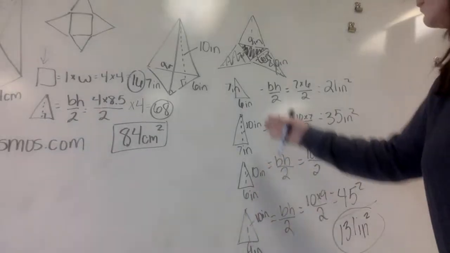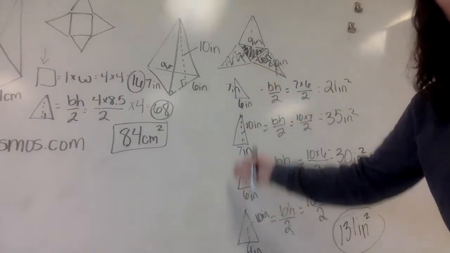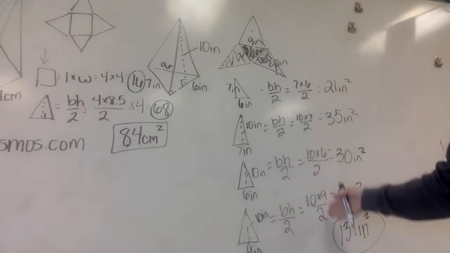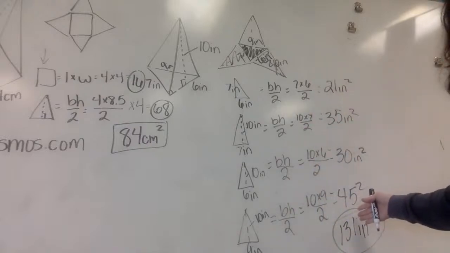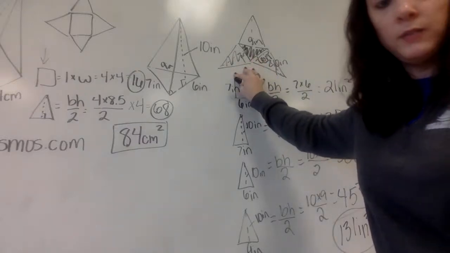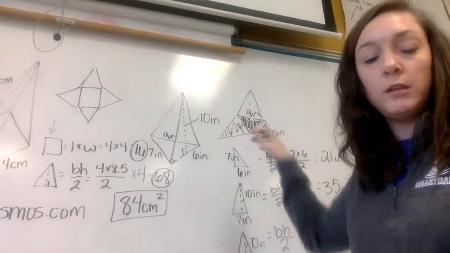Okay, so remember, steps. Draw your shapes. Label your base and height. Write the formula, plug it in, do your calculations, and add it all together. If it helps, draw the net, okay? You guys can do this.